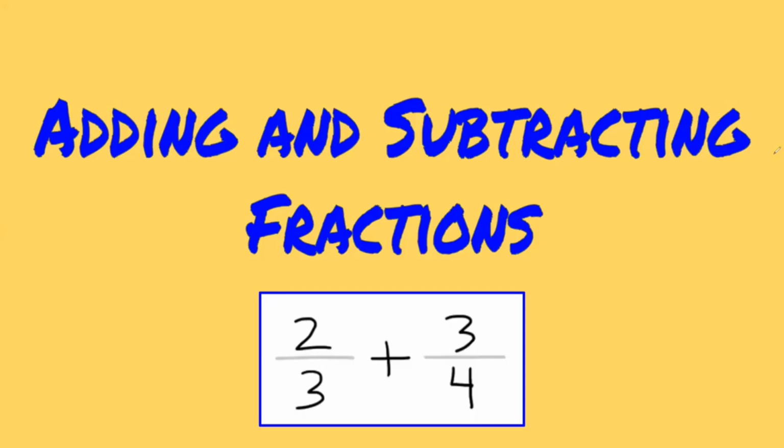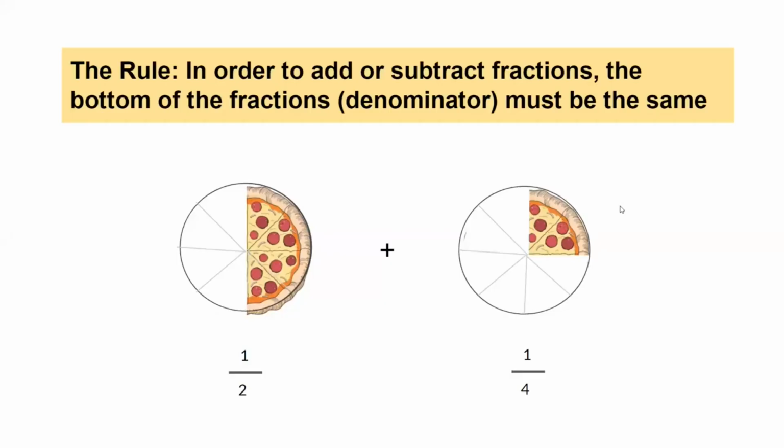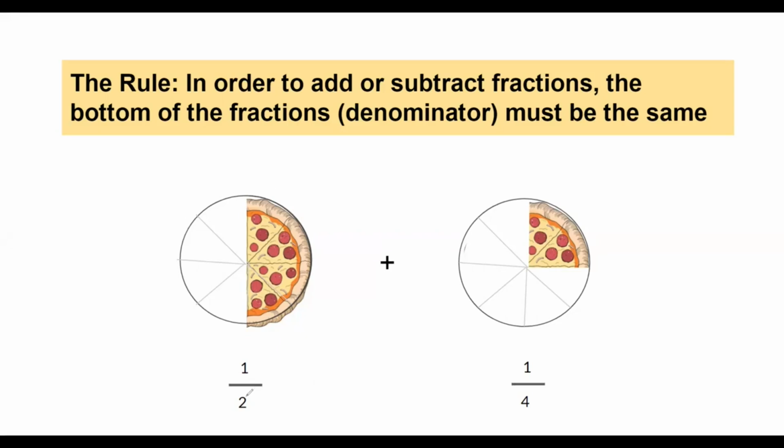In this video, we will review adding and subtracting basic fractions. The main rule that we want to remember is that in order to add or subtract fractions, the bottoms of the fractions, which we call the denominator, must be the same. Here we have an example where we have half a pizza, and we want to add it to 1/4 of a pizza, but we can see that our denominators are different, so they cannot be added. We have a denominator of 2 on this fraction, and we have a denominator of 4.